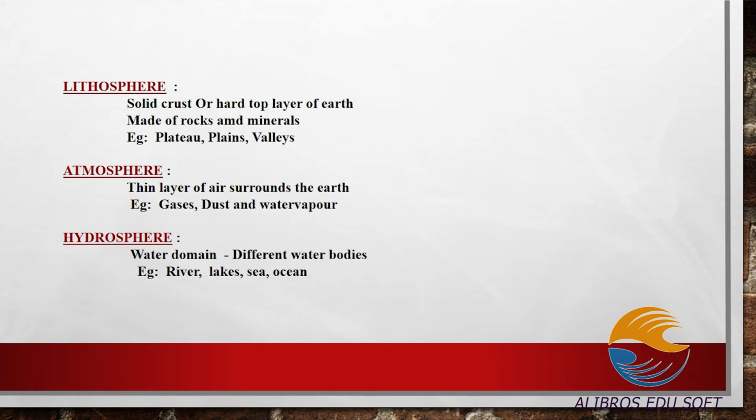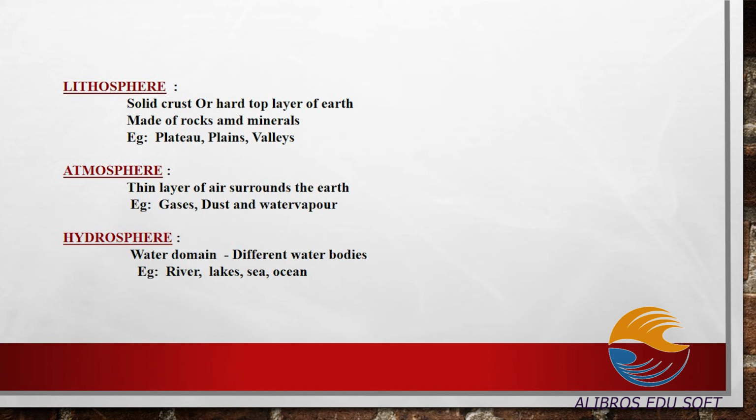Next, I am going to explain about the natural environment. Land, water, air, plants and animals comprise the natural environment. Lithosphere, that is the solid crust or the hard top layer of the earth. It is made up of rocks and minerals and covered with a thin layer of soil. Plateaus, plains, valleys, etc. are the examples of lithosphere.